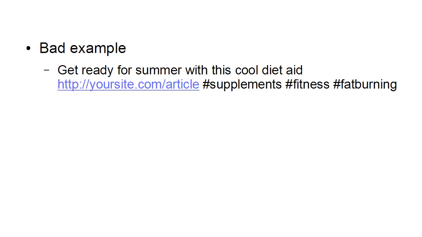You could say something like, "Get ready for summer with this cool diet aid," and then you've got the URL, #supplements, #fitness, #fat burning. Well, that's very salesy, and people know that if they click on the link and go to your blog, they're just going to get a sales pitch, something that they don't really want. People don't like to be sold to. They like to have information so that they can make an informed decision, but something that's a blatant sales pitch is going to get ignored. So how can you change that?